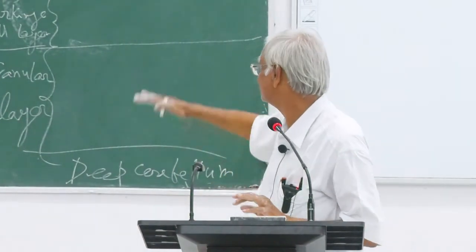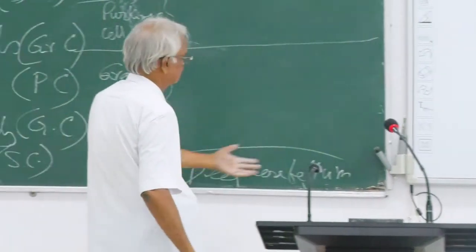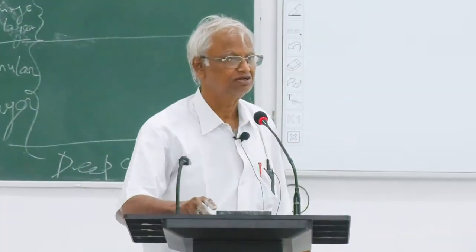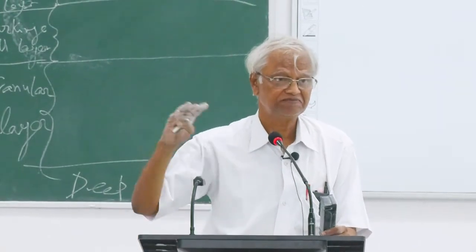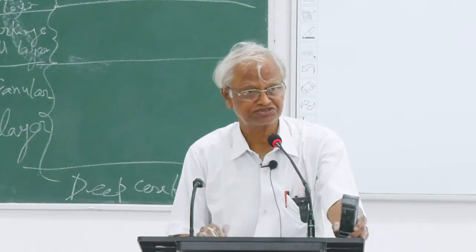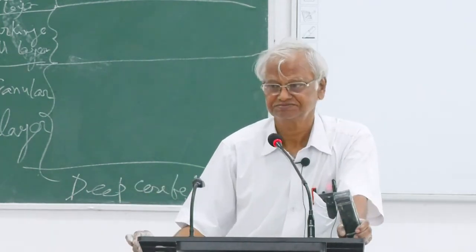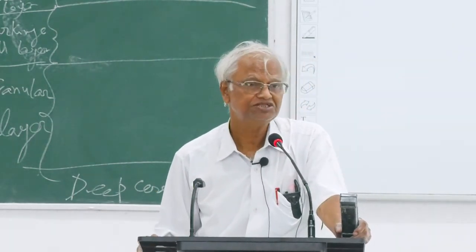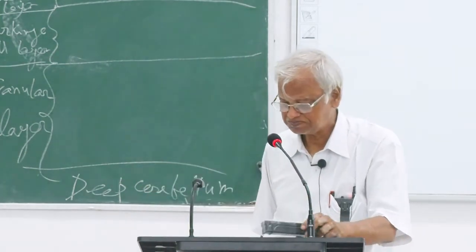And below these, there is the deep cerebellar nucleus. What is the deep cerebellar nucleus? The dentate, emboliform, globosus, and fastigial nuclei. And they are not in the cerebellar cortex, they are in the deep cerebellum.